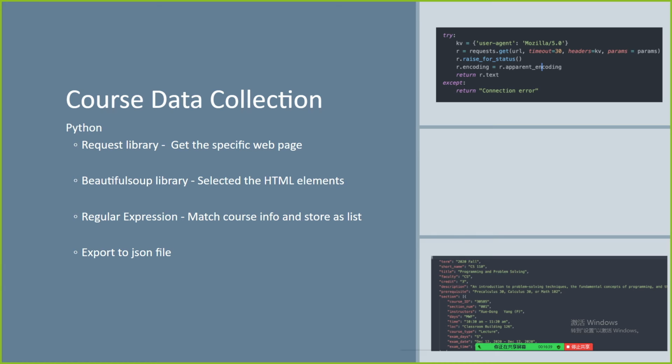For the course data collection, we use Python to fetch the relevant course data. First, using the requests library to get the HTML file, and then applying the Beautiful Soup library to select the relevant elements and match the course details through regular expressions. Finally, we export the data in JSON format, and this is how we get the course data.